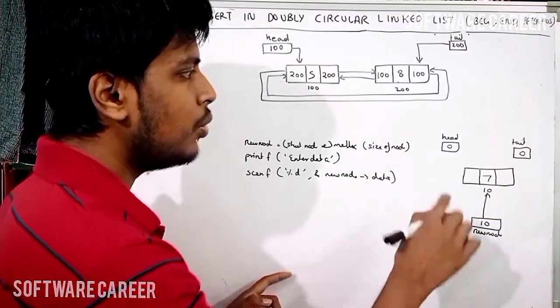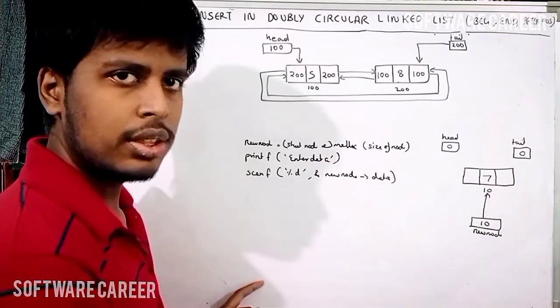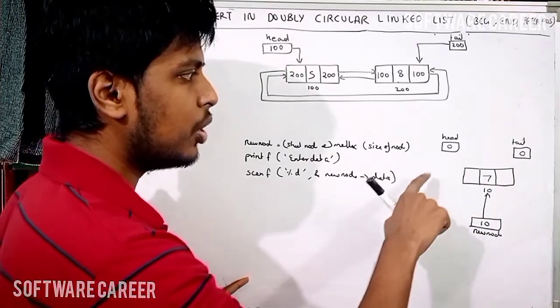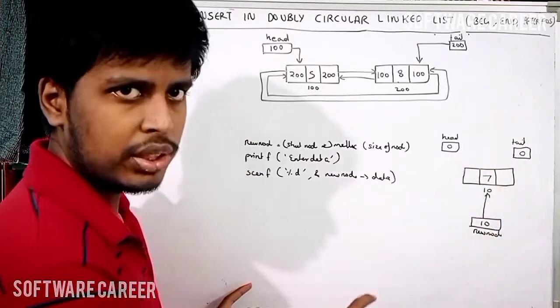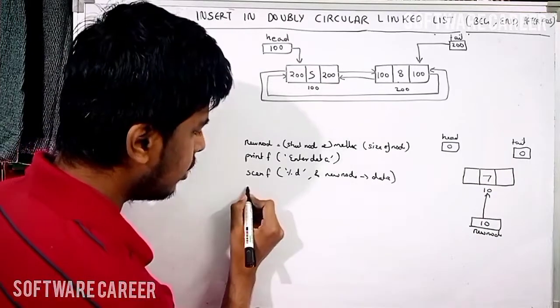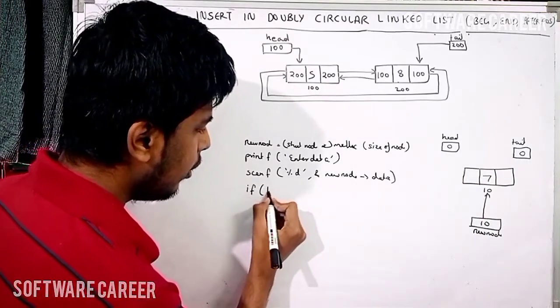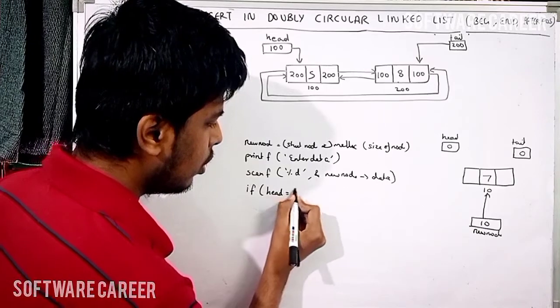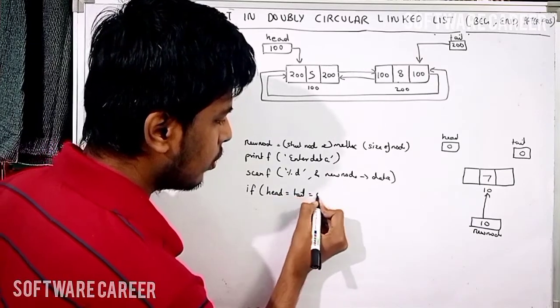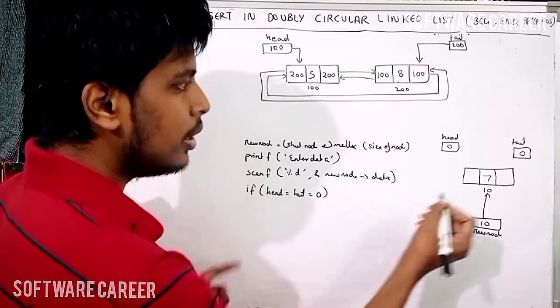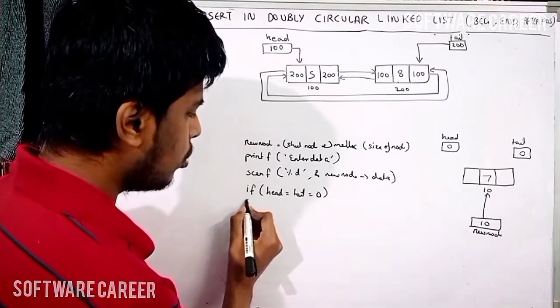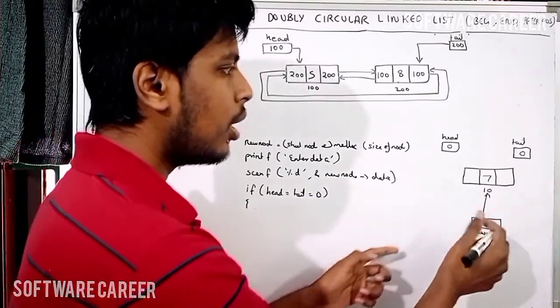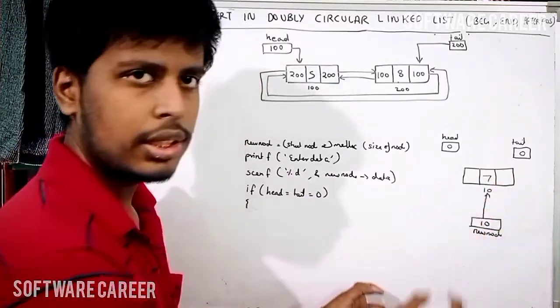Now this is an empty linked list. How to say whether it's empty or not? If head and tail are 0, you can say it's empty. So I am writing the condition here. If head equals tail equals 0, then it is empty. So what should you do in this case? How to insert this node into this linked list?